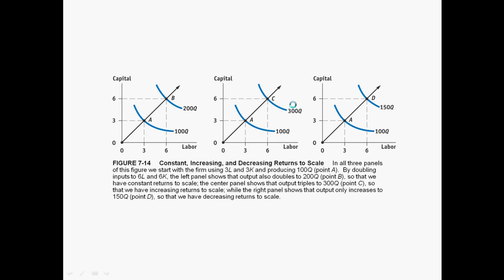This represents constant, increasing and decreasing returns to scale. In this case, you're doubling labor, doubling capital, you're doubling the amount you produce. In this case, you're doubling labor and doubling capital, but you're multiplying what you produce from 100 to 300, so you're getting 3 times as much output from twice as much in inputs. And in this case, you double labor and capital, you only get 50% more.